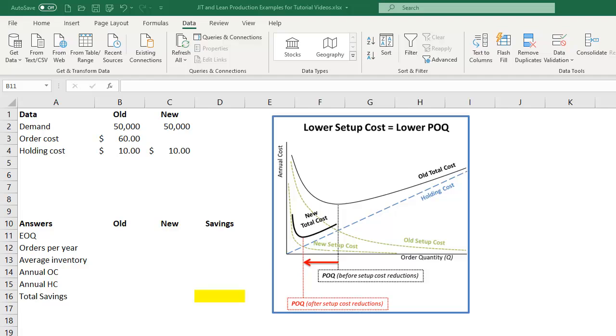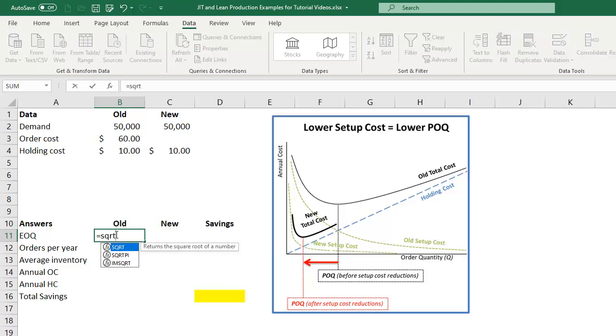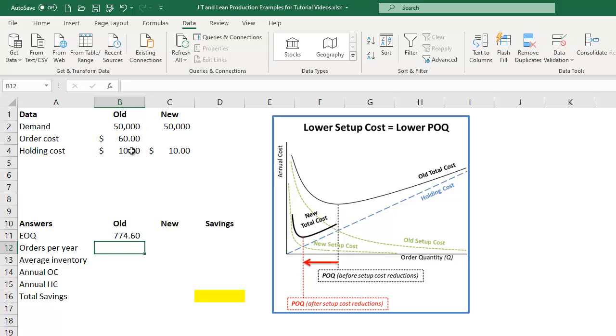So we're going to start by calculating the EOQ with this set of data. Very simply, it's equal to the square root of 2 times the annual demand times the order cost or setup cost divided by our holding cost, H, close parentheses, and we get 774.6 is our EOQ.